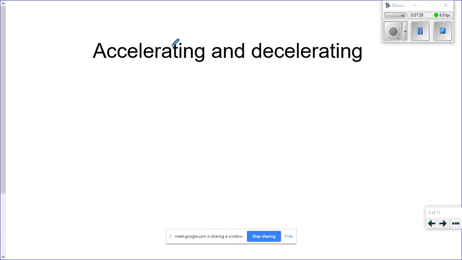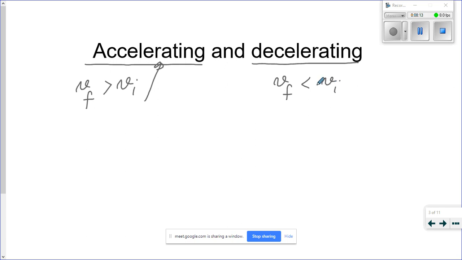Okay, so an object can be increasing the final velocity, and then the expression that we use is that the object is accelerating. So final velocity is greater than initial velocity in this case. And if the object is slowing down, meaning that final velocity is lesser than the initial velocity, the expression that we use is decelerating. So if final velocity is lesser than initial velocity, then we are in the position of decelerating.